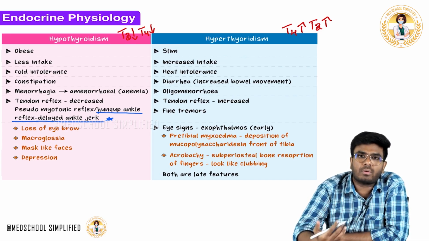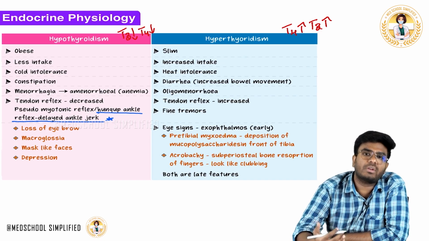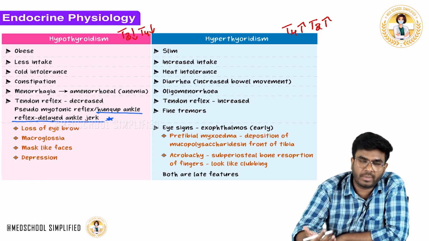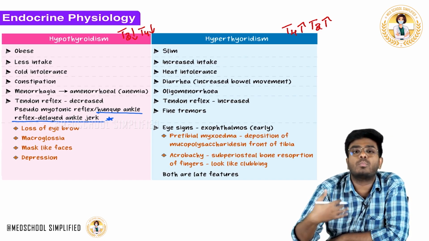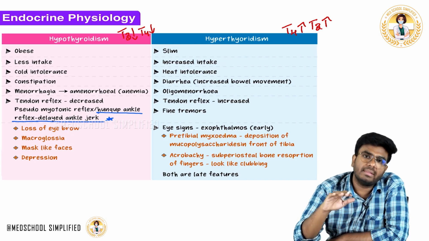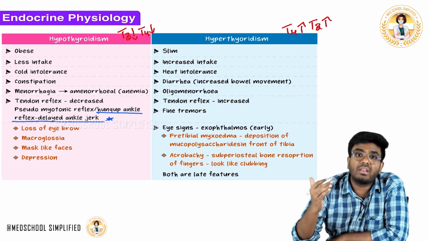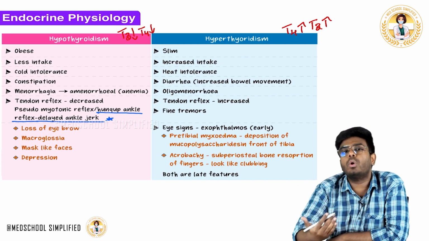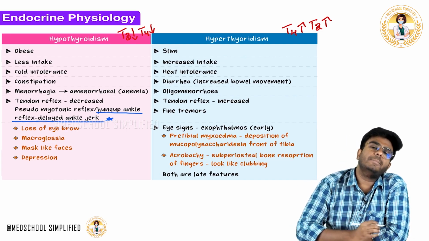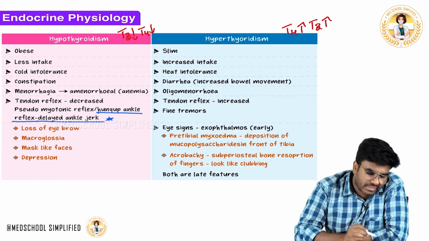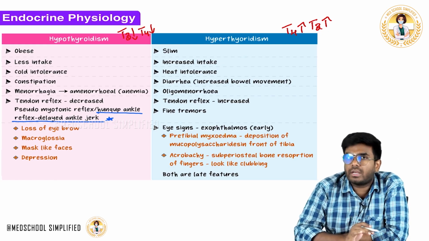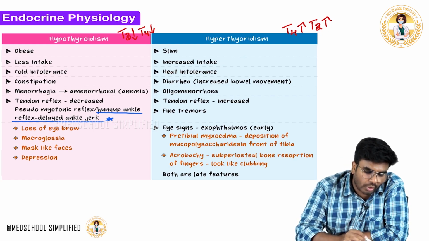Now what about the temperature? They have more calorigenicity. More calories are getting generated, more BMR, more ATP are getting broken down, so more energy is getting released. So already their basal body temperature is more. So they love to be in a cold environment. They don't like hot environments. So it is heat intolerance.